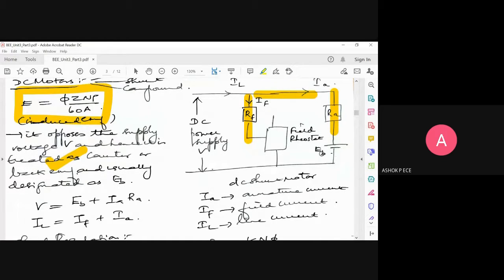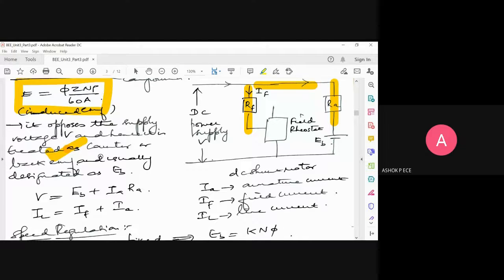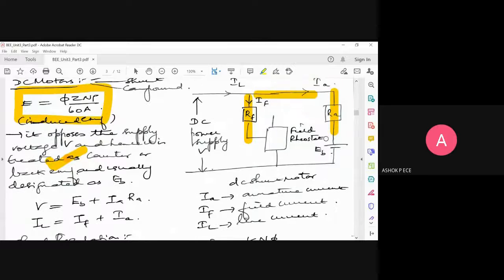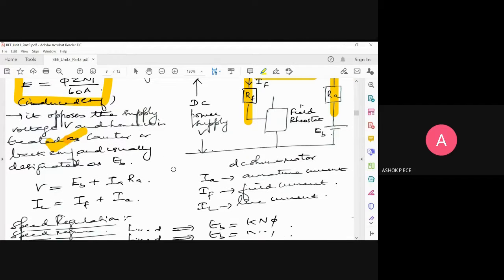The suffix b, why we are putting it, is to indicate that it is your back EMF. Back means it is going to oppose the source which is producing that EMF. So since V is producing this EMF, we are representing this induced EMF E by EB. An induced EMF is always produced in the armature. Okay. And we know this is the equation for your DC motor: V is equal to EB plus IA RA.